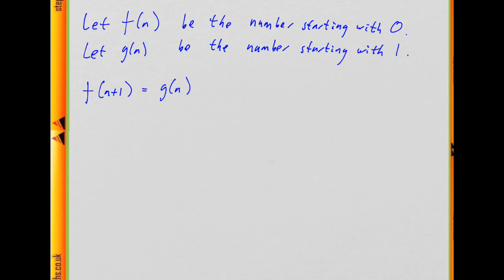So that means that if I'm looking for f of n plus 1, so the ones of length n plus 1 starting with 0, all I can do is take all of the ones that started with 1 before and add a 0 in front, so I get a new one for every one of these that now starts with 0. So that means f of n plus 1 is equal to g of n.